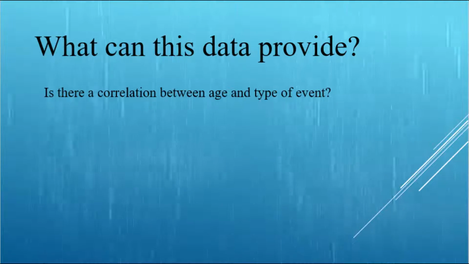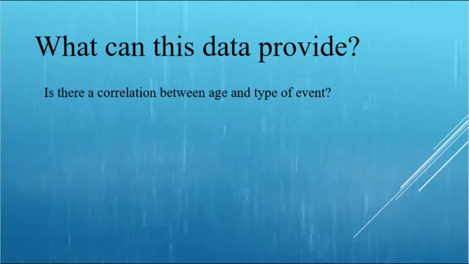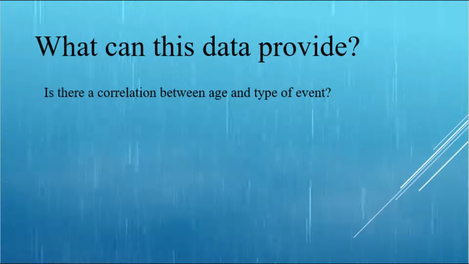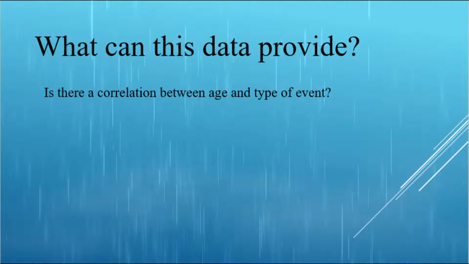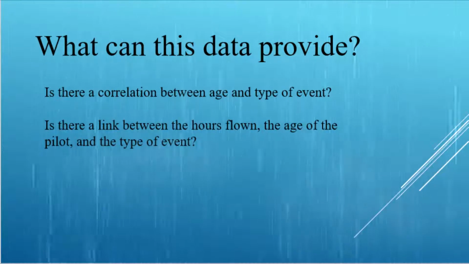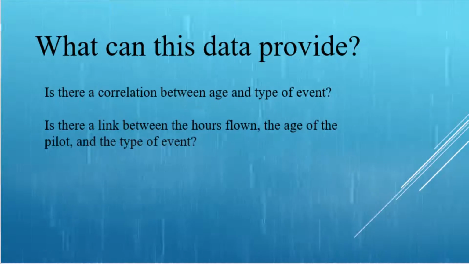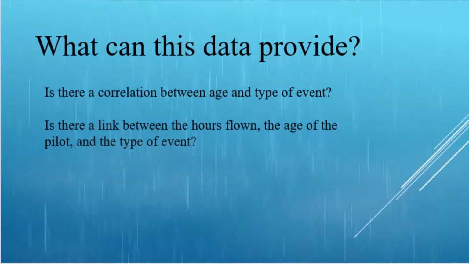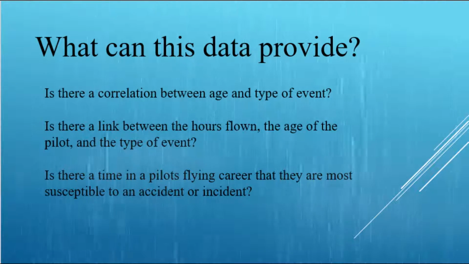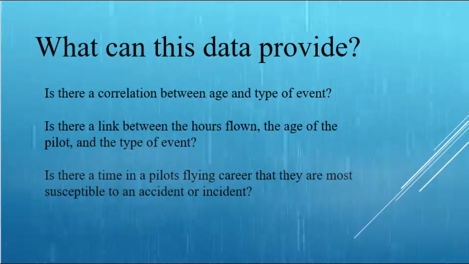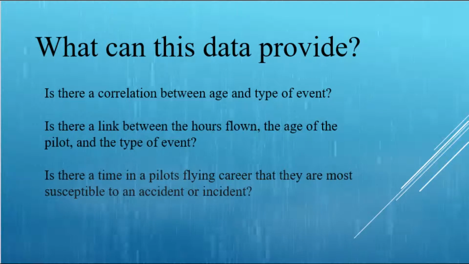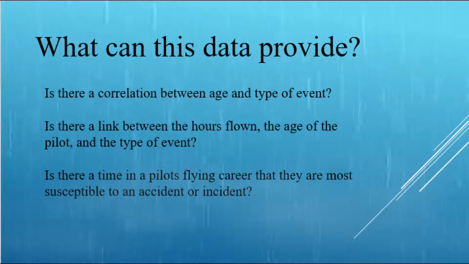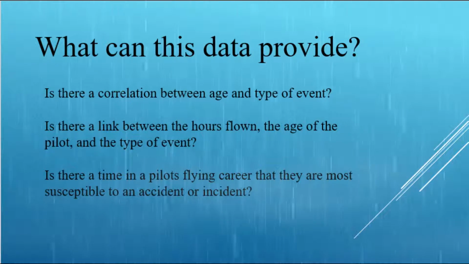Is there a correlation between age and type of event? Is there a difference in how many accidents and incidences there were at certain ages? Is there a link between the hours flown, the age of the pilot, and the type of event? Is there a time in a pilot's flying career that they are most susceptible to an accident or incident? This is just a few of the questions that come to mind when looking at the raw data. Let's take a look at some of the graphs and charts from this data.